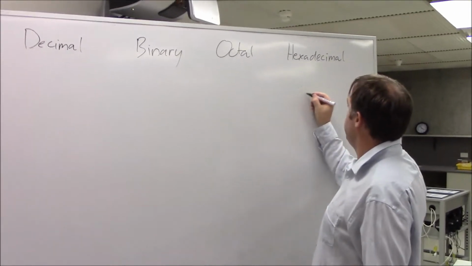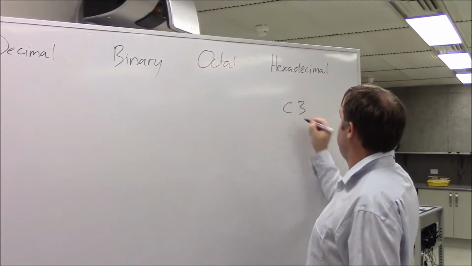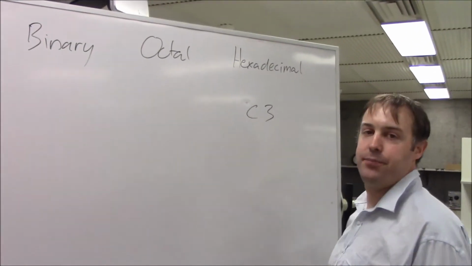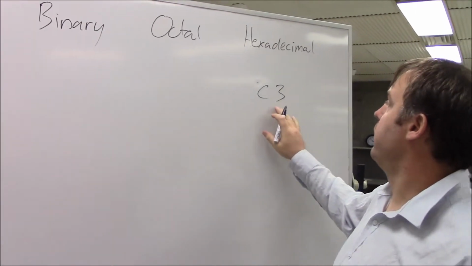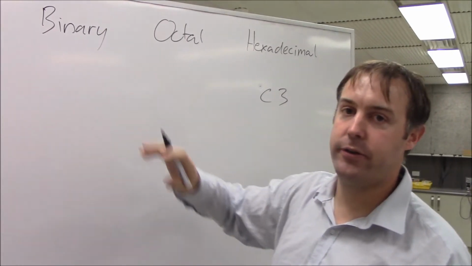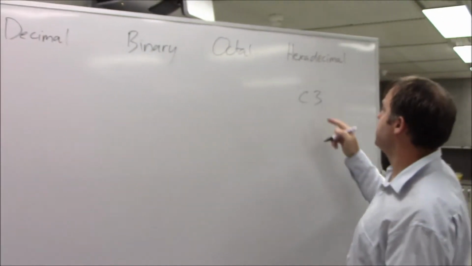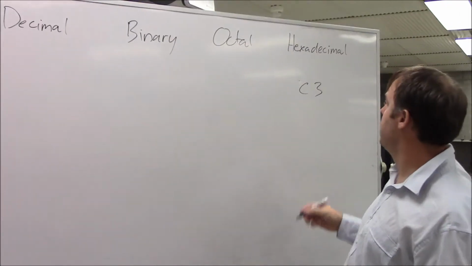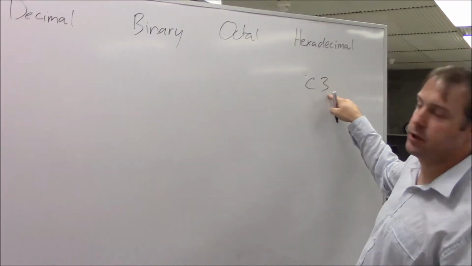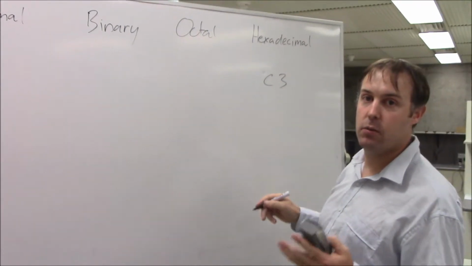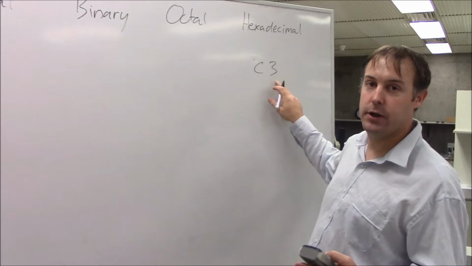Okay, so let's look at C3 as being my hexadecimal number. Now, what I'm going to do, I'm going to convert to binary first, and then from binary to the other two. So C3 in binary, I look at each character one at a time and I just write down in 4 bits what the binary equivalent is.